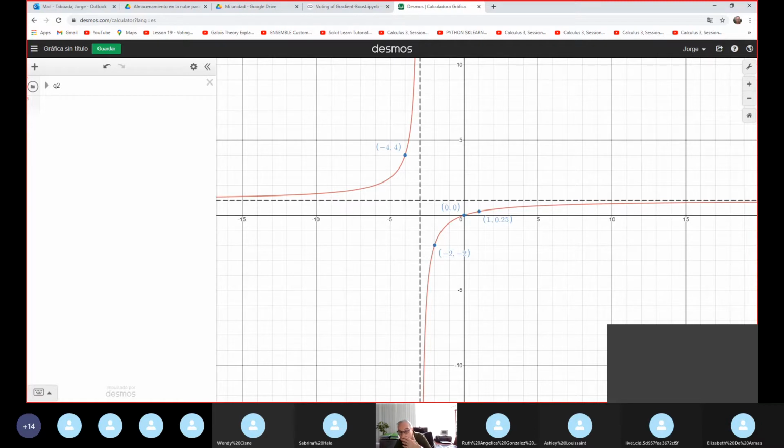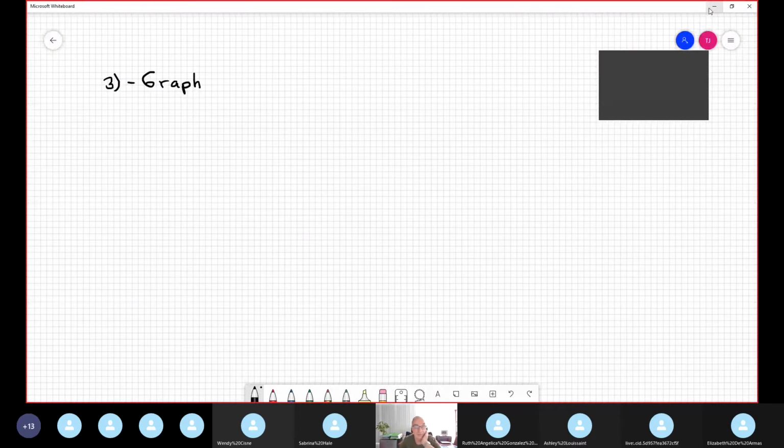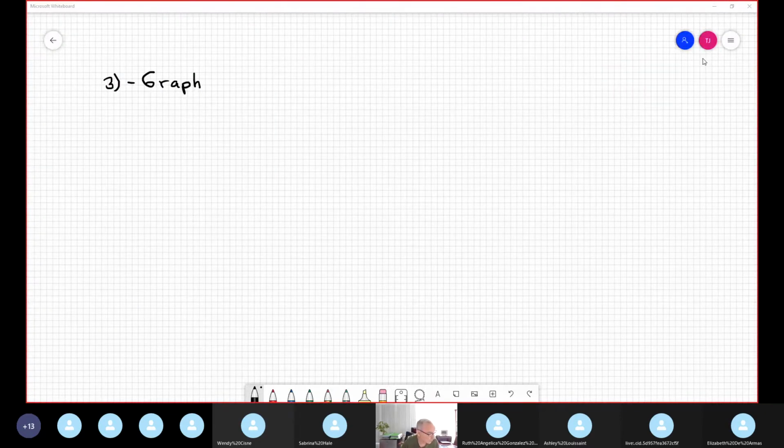We can see the whiteboard. Oh, sorry. Thank you. You always help me share the whiteboard. There you go. Okay, graph. Entonces the function is called G, equal x squared minus 5x plus 8.